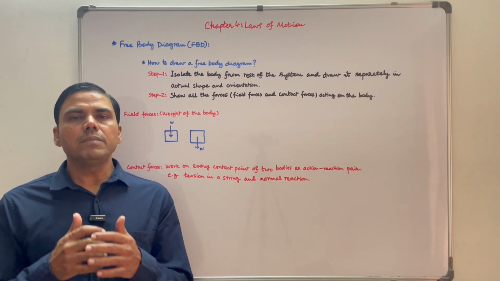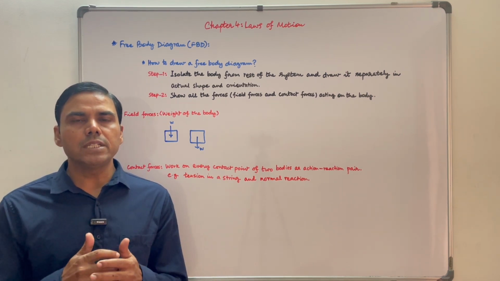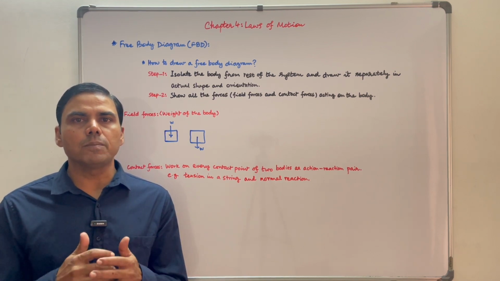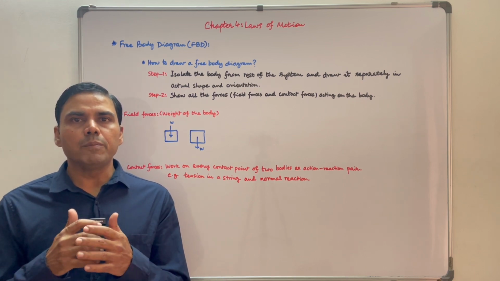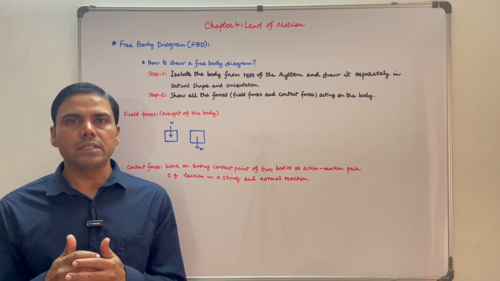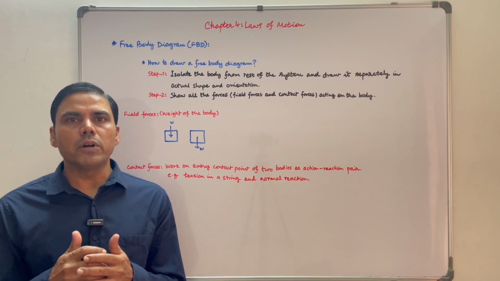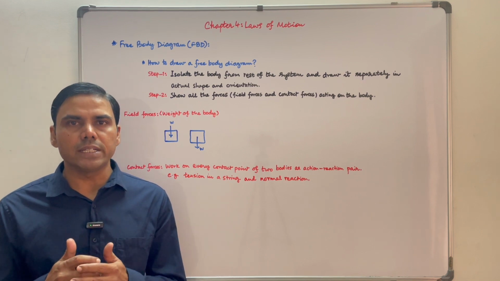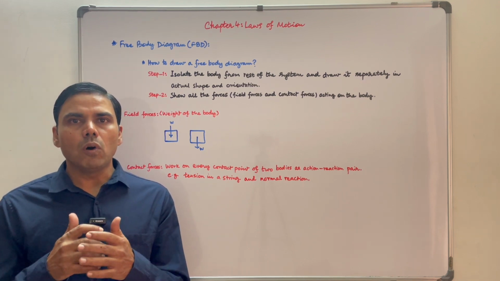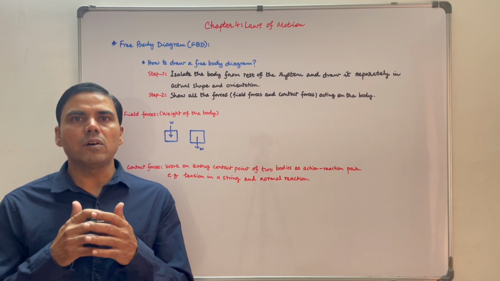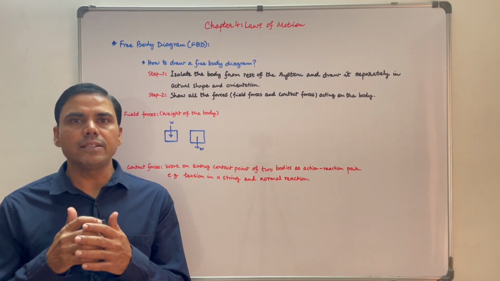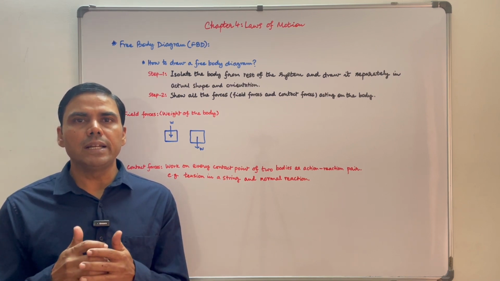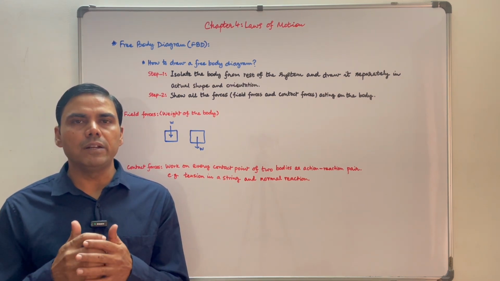A free body diagram is a pictorial representation in which a body under consideration is assumed isolated from rest of the system. To draw a free body diagram, it is a two-step procedure. In first step, isolate the body from rest of the system and draw in its actual shape and orientation. In second step, show all the forces, whether they are contact forces or field forces acting on the isolated body. We will draw a couple of FBDs in a while. Meanwhile, let us talk about contact forces and field forces.